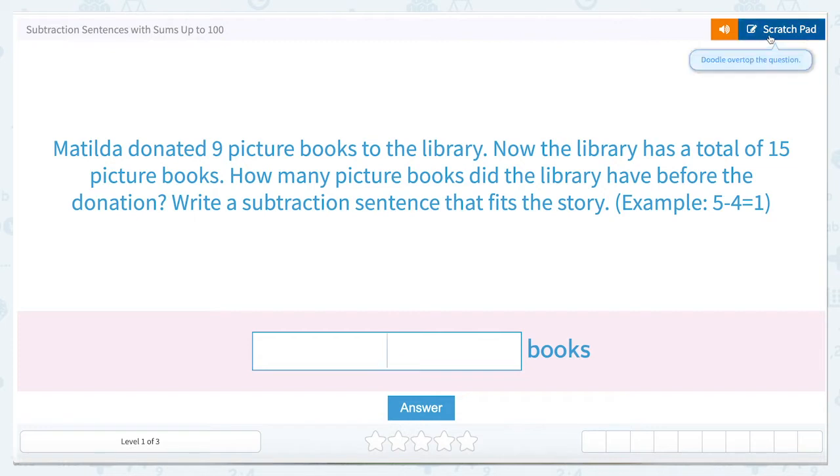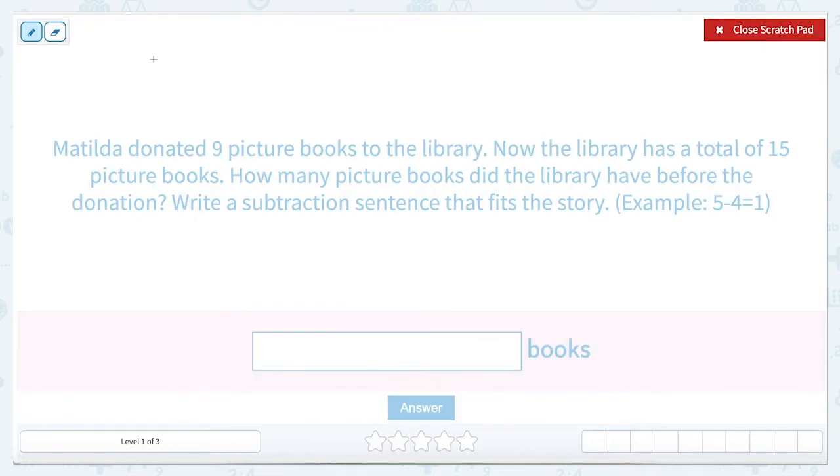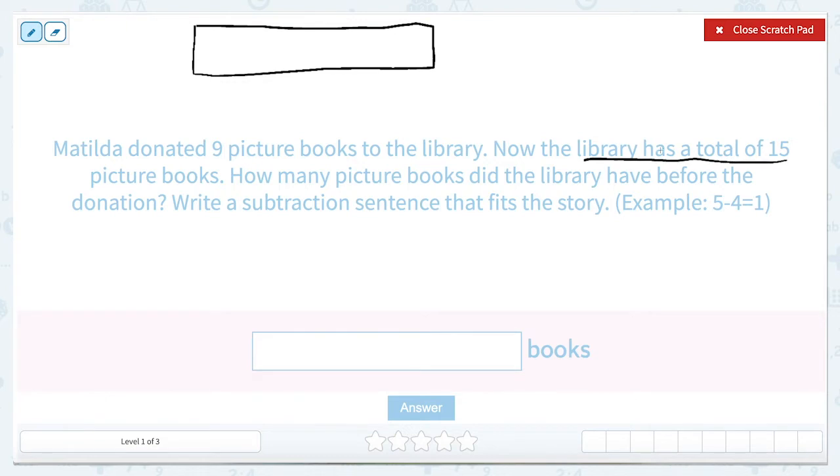So let's use our scratch pad here. And I like to visualize my word problems. So let's start by drawing a tape diagram. So we're going to draw this long rectangle, and this is going to equal the total number of books that the library has. Well, if I go back into the story, it says the library has a total of 15 picture books. So I'm going to say 15.